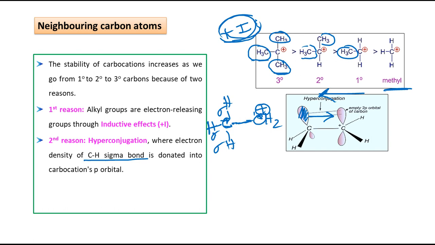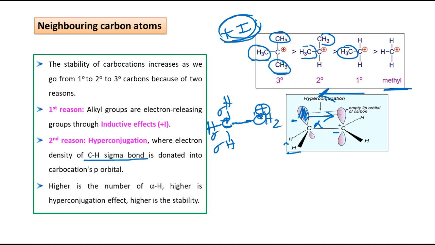So obviously the higher the number of alpha hydrogens, the more this effect. Why am I calling it alpha hydrogen? Because this is the alpha carbon with respect to C plus, and all these hydrogens are alpha hydrogens. The higher the number of alpha hydrogens, the more will be this type of effect.